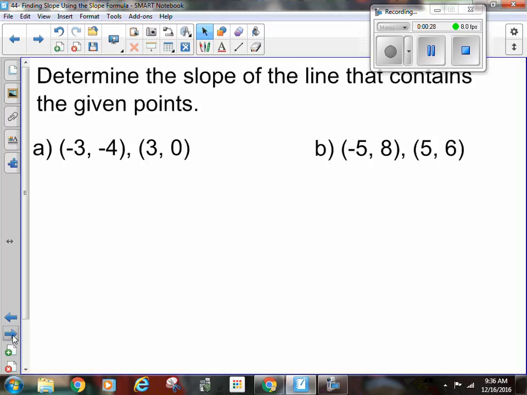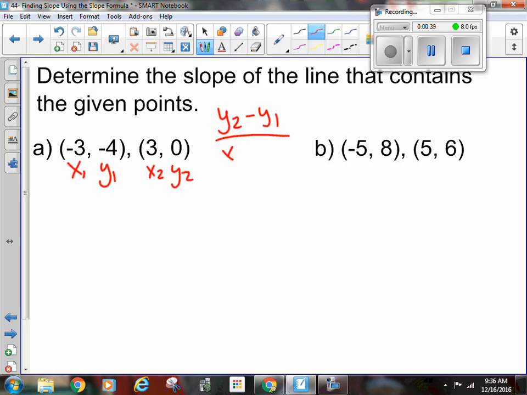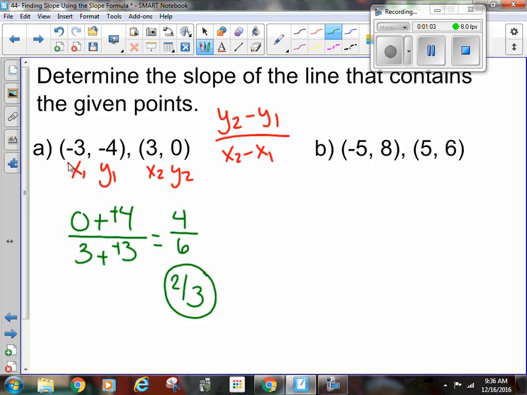All right, so determine the slope of the line that contains the given points. We're just going to label them x1, y1, x2, y2. Again, here's our formula, so we just plug them in. Y2 is 0 minus -4 over x2 minus x1, which is -3. Minus a negative turns into a plus positive in both of them. So we get a 4 on the top and a 6 on the bottom, and you want to reduce that to 2/3.